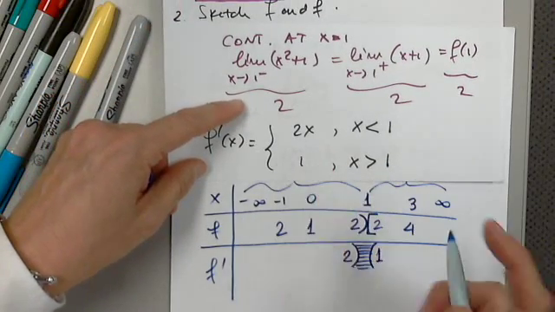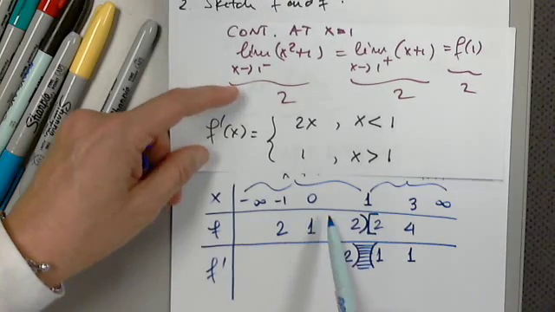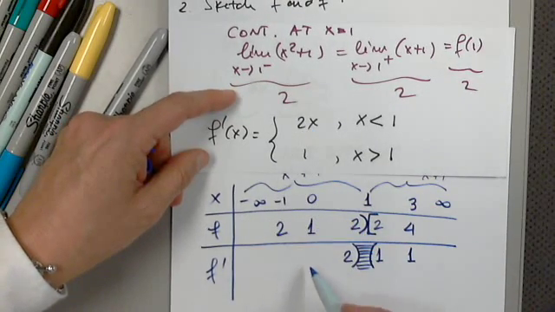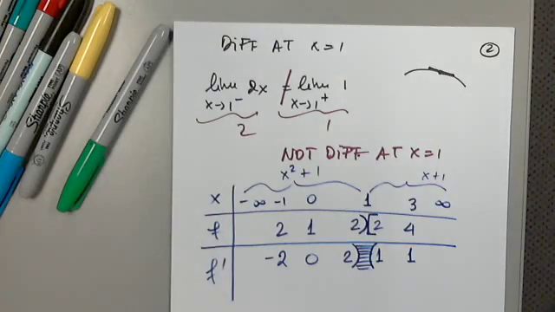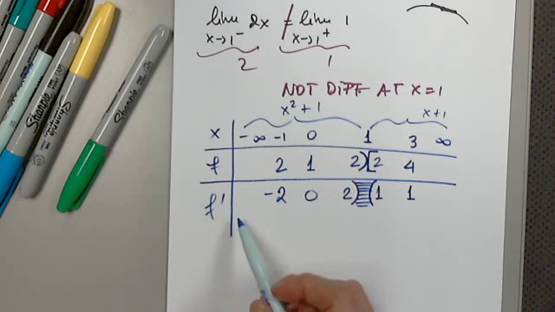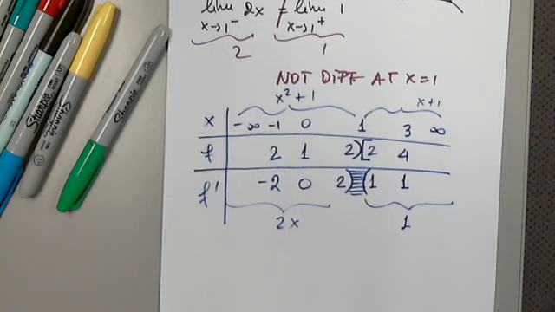So I plug in 2x. So this is all 1 everywhere. And I will plug in 2x. So when I plug in 0 in 2x, I get 0. When I plug in negative 1, I get negative 2. So again, here I used 2x, and here I used 1 for the derivative.